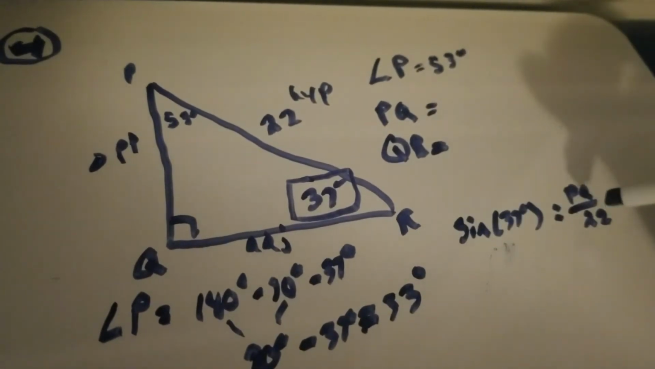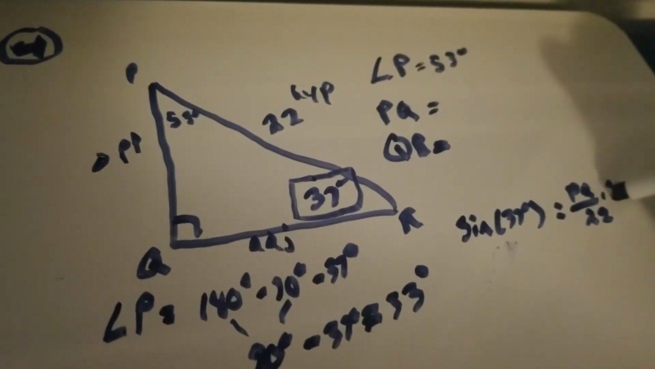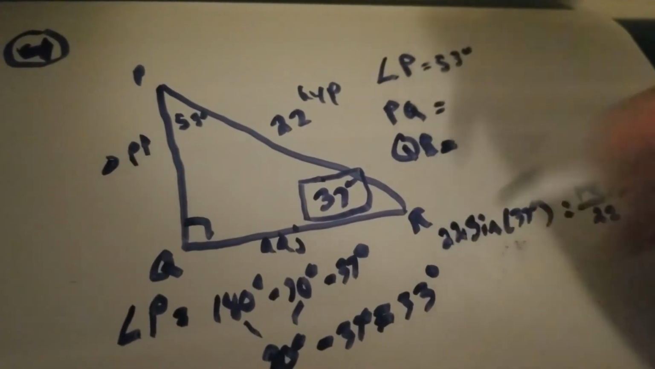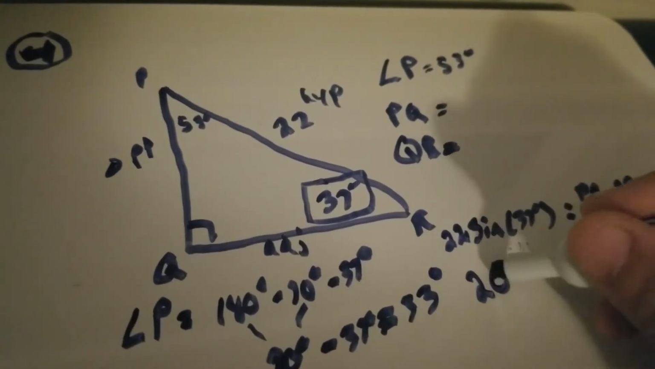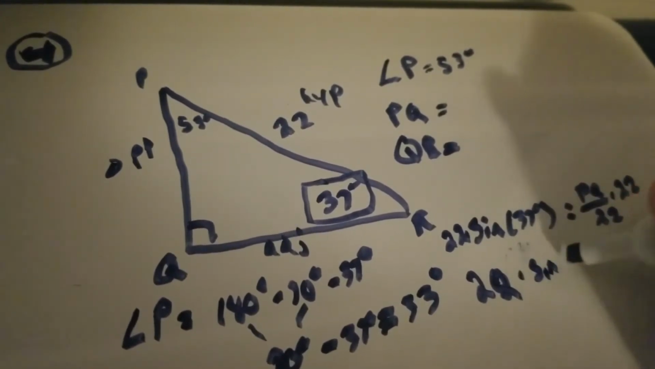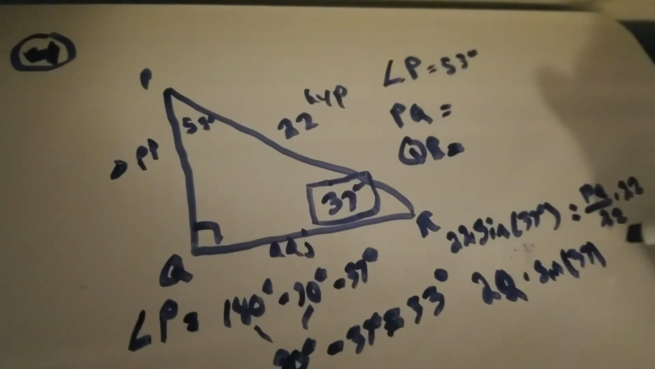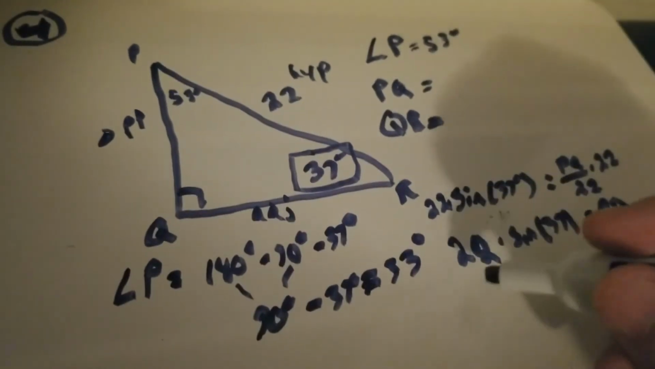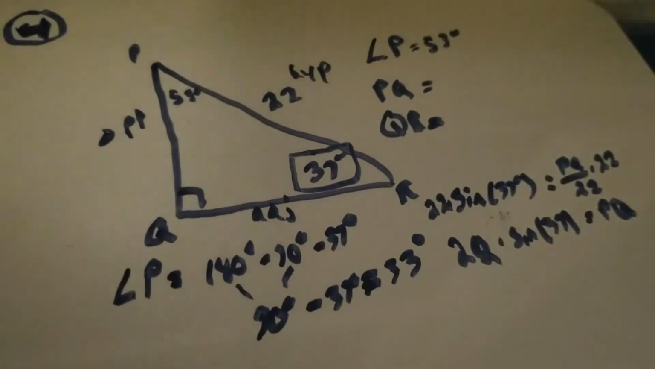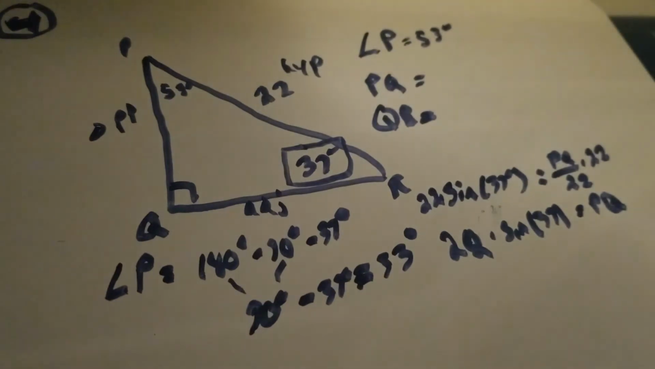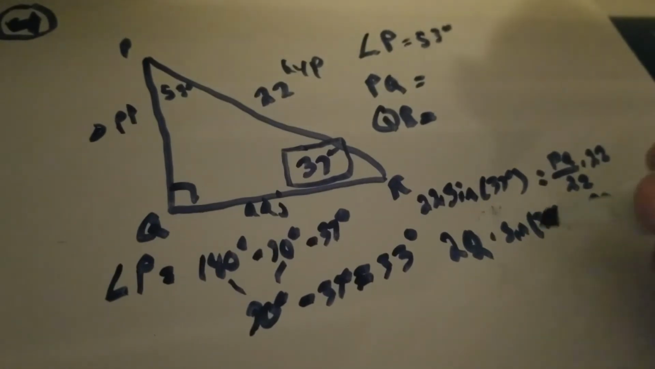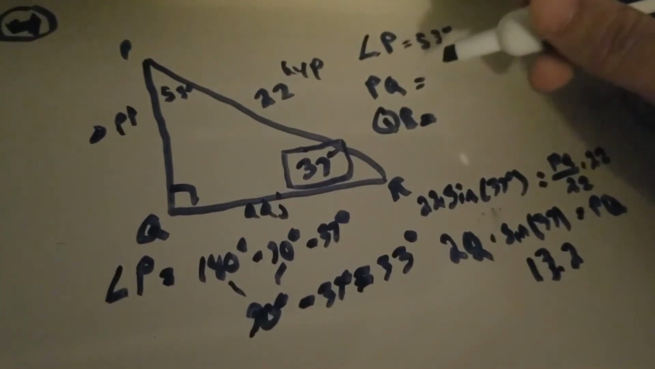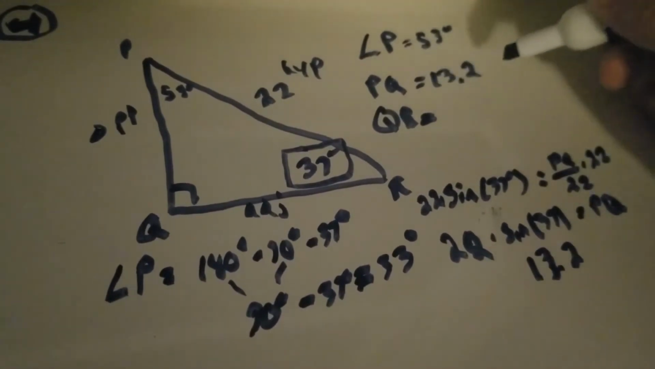Okay, now I want PQ to be by itself, so I'm going to multiply 22 to both sides. So I have 22 times sine 37 equals PQ. From that example, I could type into my calculator 22 times sine 37, and I got 13.239, so I'm just going to round that to 1 decimal point. So 13.2. So PQ is 13.2.